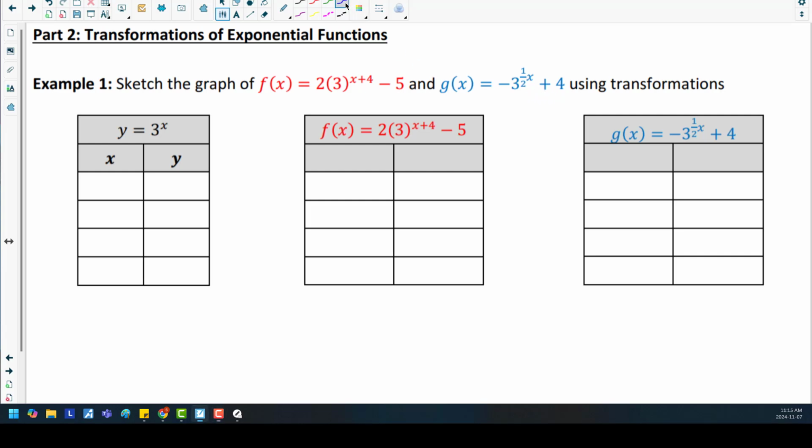What is the base function for both of these transformed exponential functions? The base function is just your base value, which is 3. In this case, the base value is the same, so we can use that as our quote-unquote parent function. So we draw a table, and we get some values for our parent function or our base function. The x values we can choose as -1, 0, 1, and then we usually like to write our horizontal asymptote.